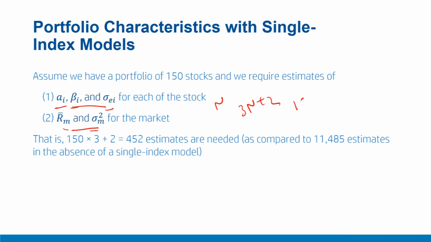So if you believe that there are 150 securities that you want to track, you need 450 plus 2, 452 estimates, as compared to the 11,485 estimates when we did not assume any kind of correlation structure like the single index or multi-index model. This is a very small requirement, a very simplifying structure that we have assumed here.